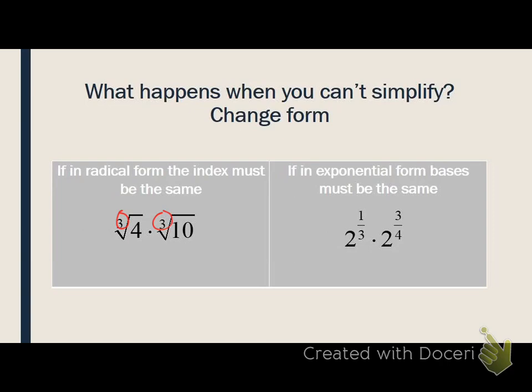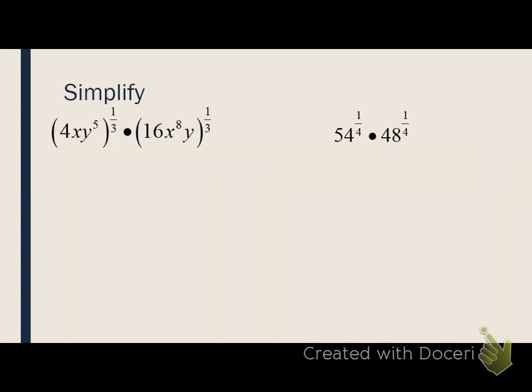Now, for exponents, in order to be able to multiply or divide in exponential form, you have to have like bases. So if you're looking at something in exponential form and the bases aren't the same, you're not going to be able to add and subtract those exponents like we were doing in our homework before. You have to rewrite into radical form, and hopefully we can do something in radical form. Okay? So let's put this to the test.